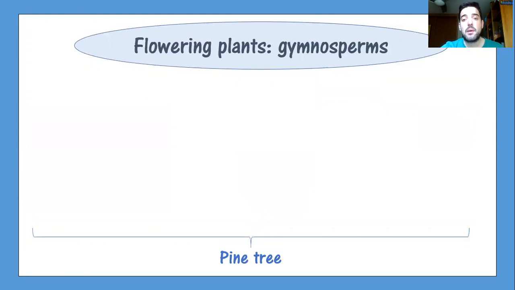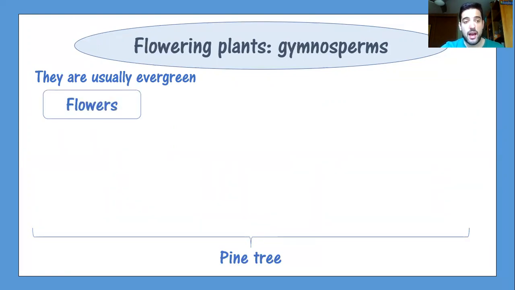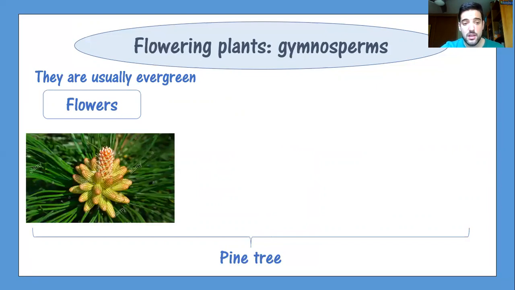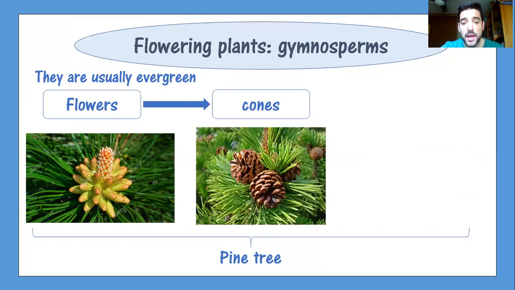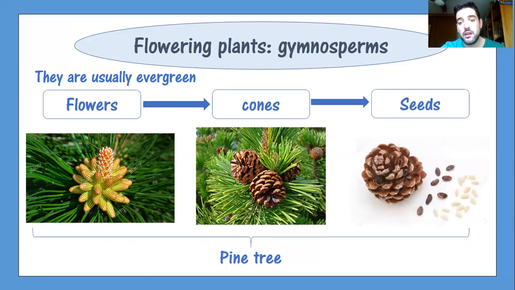Now we are going to learn about gymnosperms plants. For example, the pine tree. First, we have to say that gymnosperm plants are usually evergreen. They have flowers, but these flowers do not transform into a fruit. They transform into what we call cones. You probably saw many of these. And then inside the cones, we have the seeds. And from the seeds, a new plant can grow. This is very easy, right?